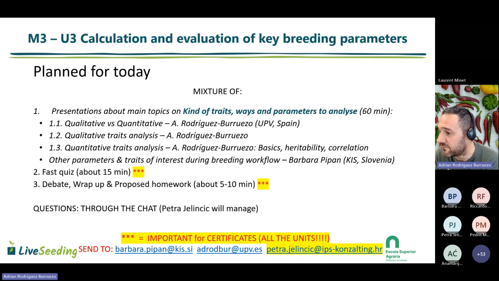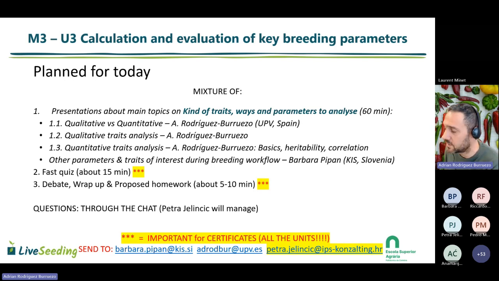And then I will give the floor to Barbara, who will provide more practical information about parameters and traits of interest during the breeding workflow, a more applied approach. I will provide the more theoretical basis, and then Barbara will provide a more applied or practical point of view. Then we will finish with a fast quiz as in all the units, and depending on the time left, a short debate, revision of last questions, and the proposed homework for this unit.